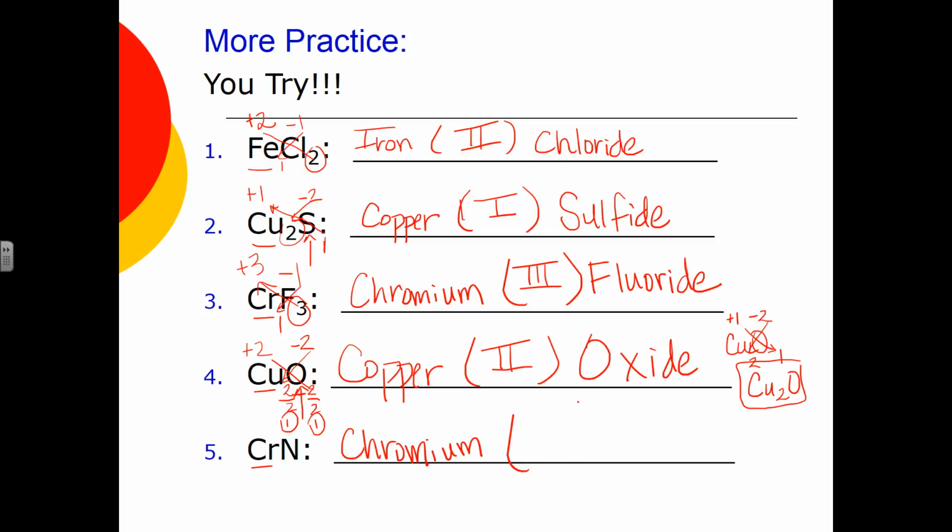We're going to need a Roman numeral. Put a Roman numeral, and then nitrogen changes to nitride. Now let's figure out what charge chromium crossed here. But remember, you got to start with the nitrogen. So look on your periodic table. You see he's in group 5A. That means he crossed a -3 charge.